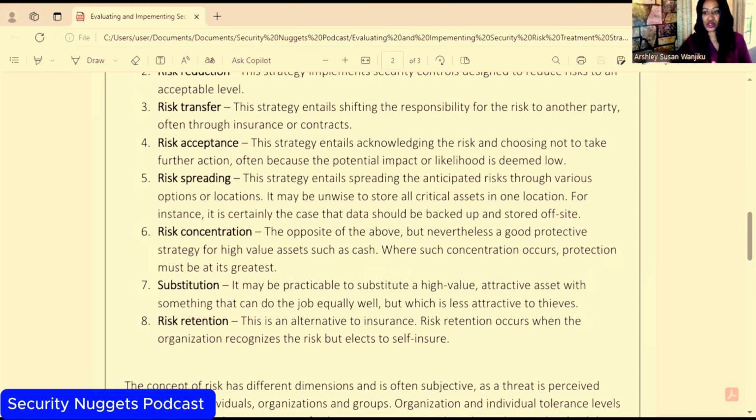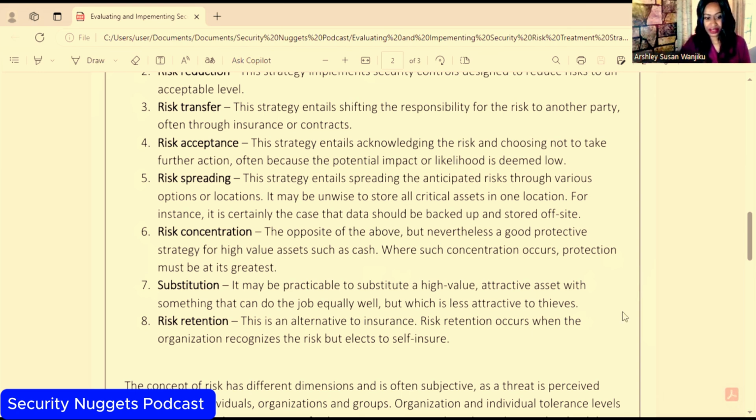Because the idea is to substitute. Instead of using an expensive asset that is attractive to an adversary, you use a lower value asset that is not attractive to the adversary, and it still does the same function, it gets the same job done, all right? So that is what I mean by that, okay?